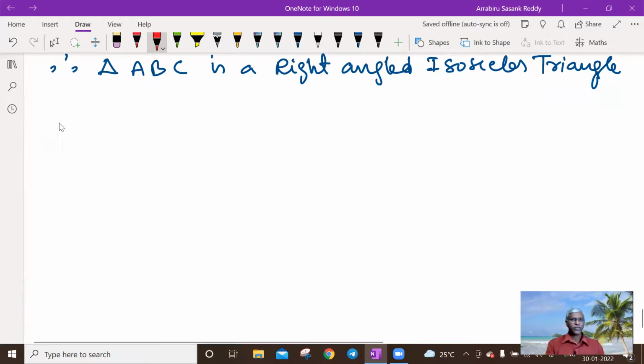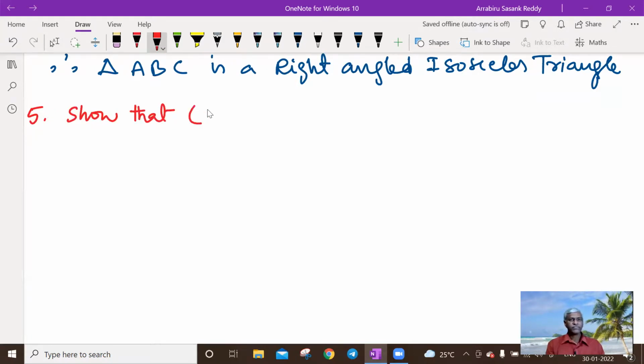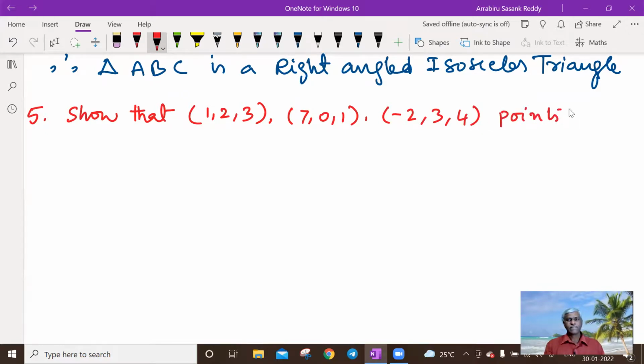Now let us take one more question. Show that the 3 points (1, 2, 3), (7, 0, 1) and (-2, 3, 4) are collinear.